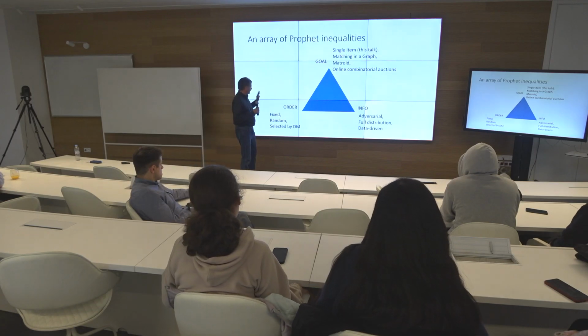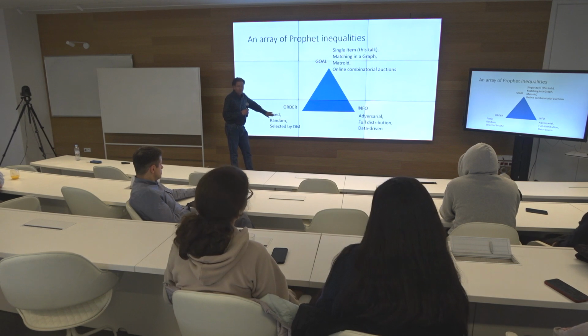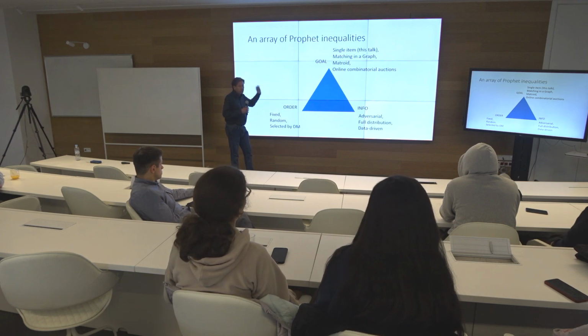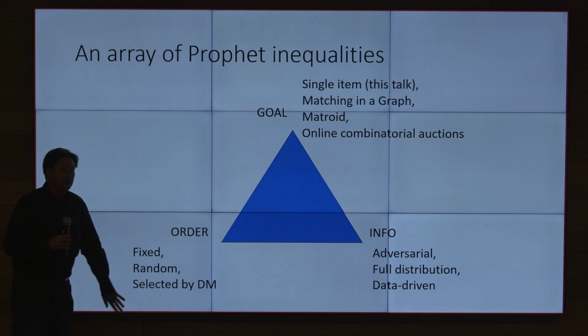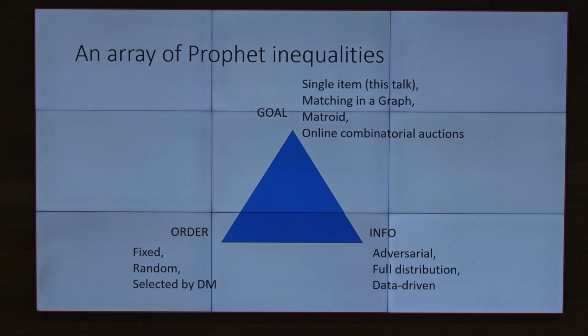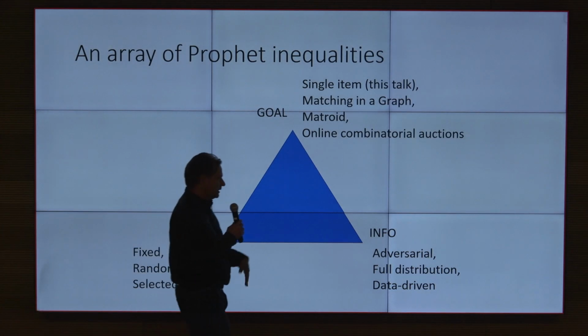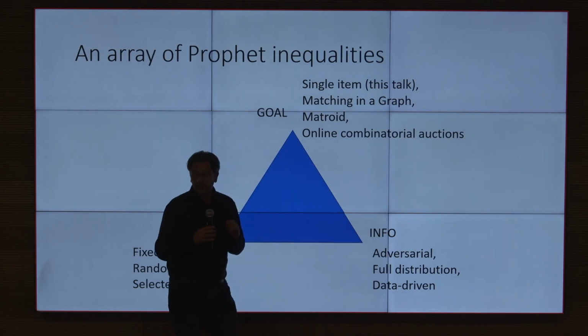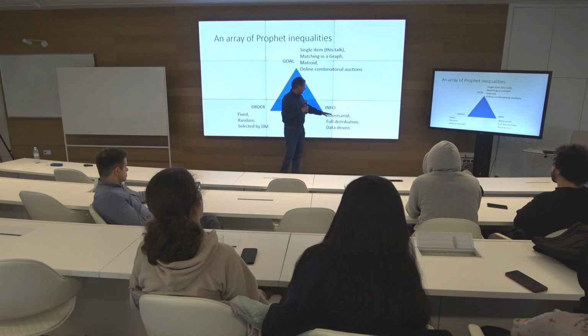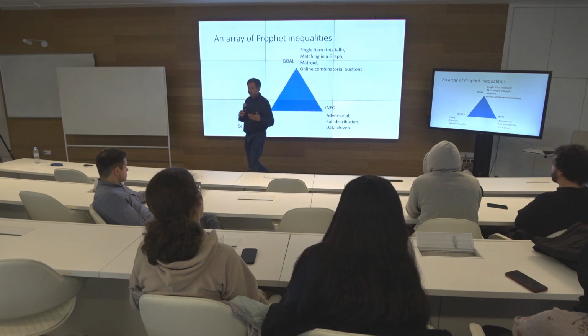First of all, here we're assuming the order is fixed, but in some applications the order is just random, or the decision maker can select the order, or some other variants. The information here is that we know the full distribution, but in some situations we don't, but say we have access to samples or some other statistics about the distributions. There are even cases in which the information is fully adversarial, so there is an adversary that is giving these values.